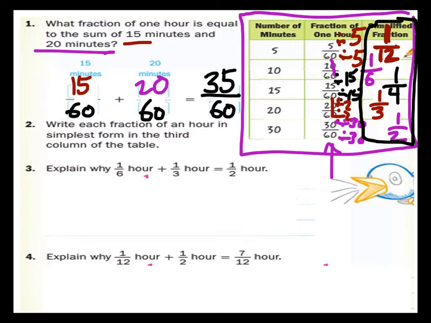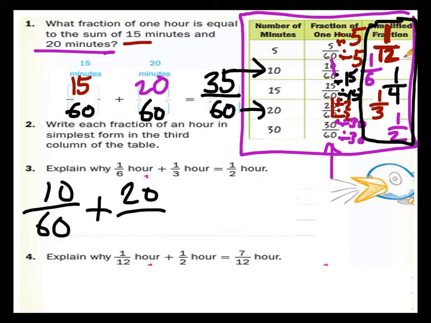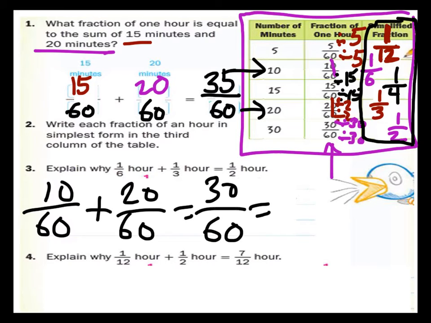Well, let's look at this next one. 1/6 of an hour plus 1/3 of an hour. So we just come over here. 1/6 of an hour was 10 minutes. So I do 10 over 60 plus 1/3 of an hour was 20 minutes. So 20 over 60. That gives 30 over 60, which, as we can see over here, is 1/2.